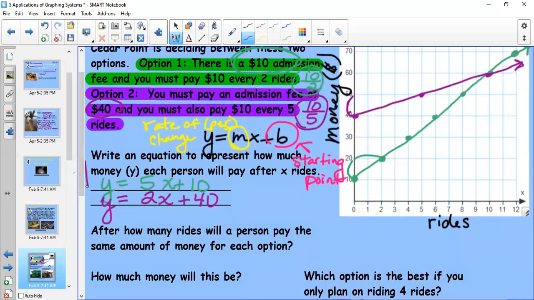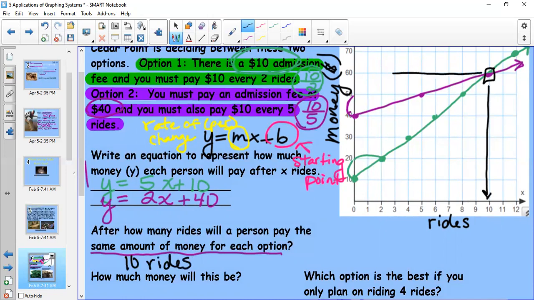All right, so it says, after how many rides will a person pay the same amount of money for each option? So when are they the same? Well, that is when they intersect. How many rides is this going to be? That was exactly 10 rides. How much money will this be? Go over here to see your money. That would be $60.